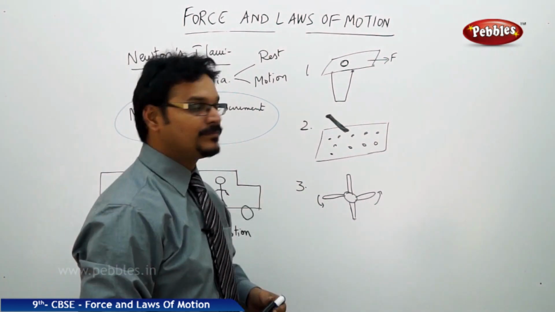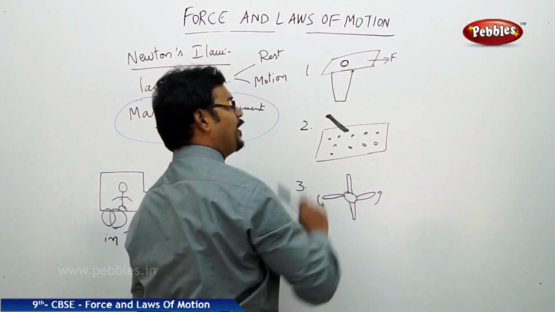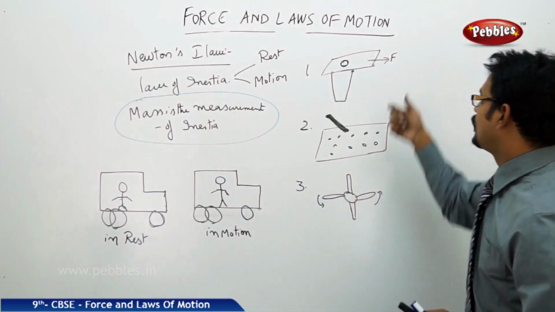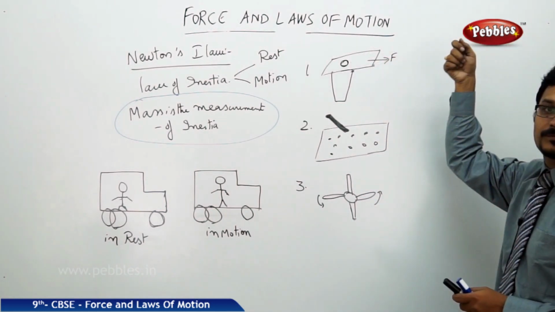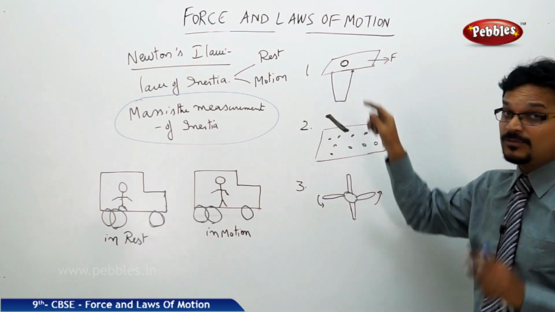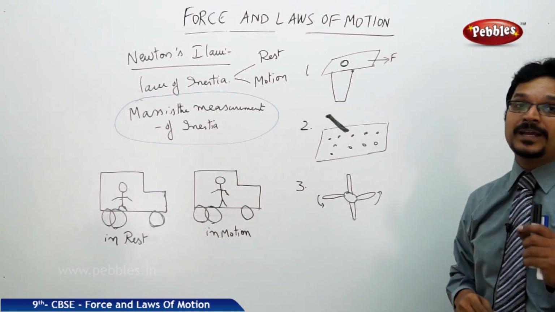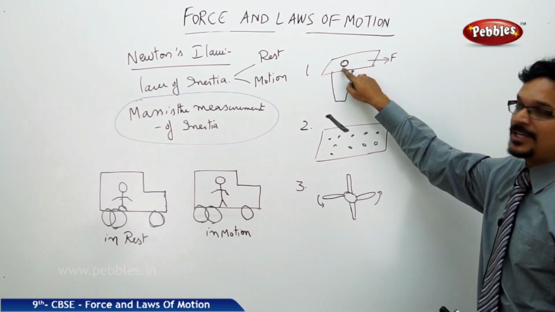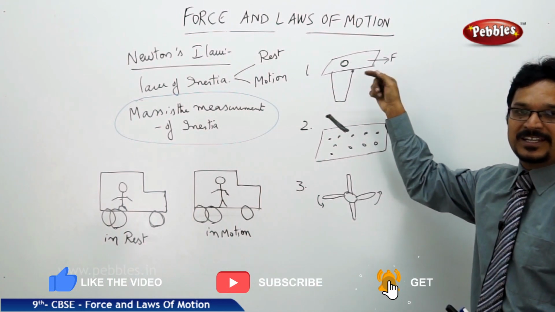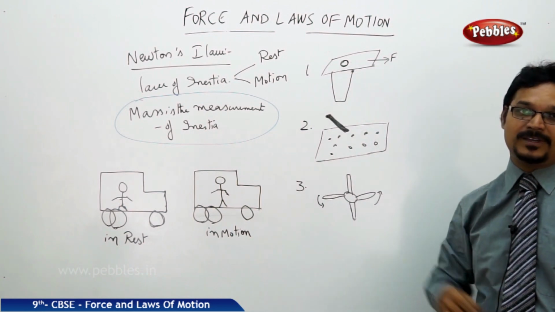See the example. There is a glass, on the glass is a cardboard, and above the cardboard is a coin. Many times I have done this experiment. If you pull the cardboard quickly, what happens? Does the coin also come with you? No. The coin drops into the glass. Why? Because the coin is in the rest state at this location and wants to be in the rest state. That's why when you pull the card quickly, because of inertia of rest, it stays in the same state. But nothing is there below it, so it falls into the glass. That is an inertia of rest example.